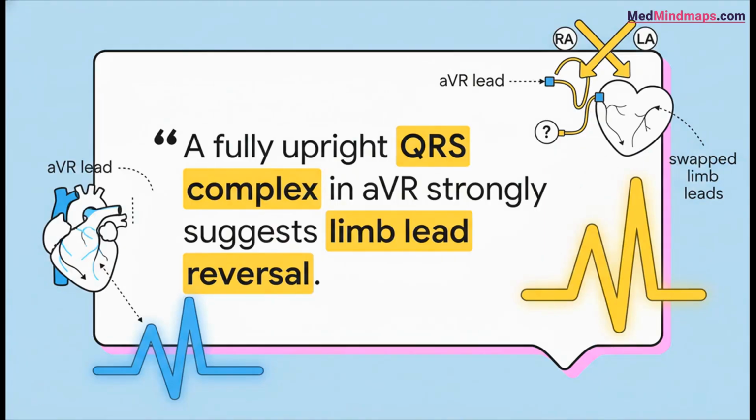And speaking of those leads, this brings us to our very first super important exam trap. Listen up for this one. Normally, the heart's electricity flows away from the aVR lead, so naturally, its waves should be negative. They should point down. If you ever see a big, tall, upright QRS complex in aVR, your first thought shouldn't be some exotic disease. Nope. It should be a simple technical error. 99% of the time, it just means the arm leads are on backward.